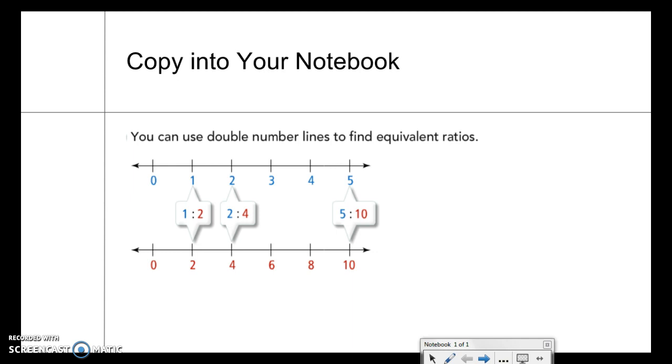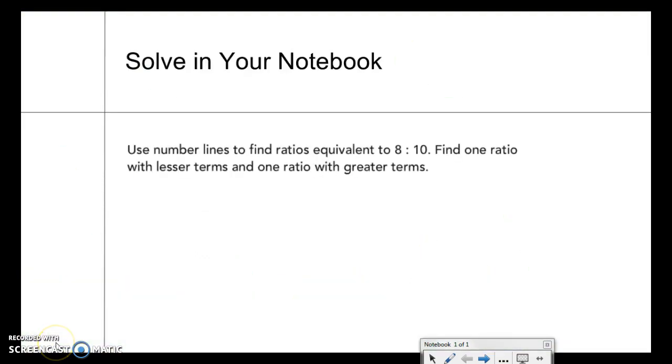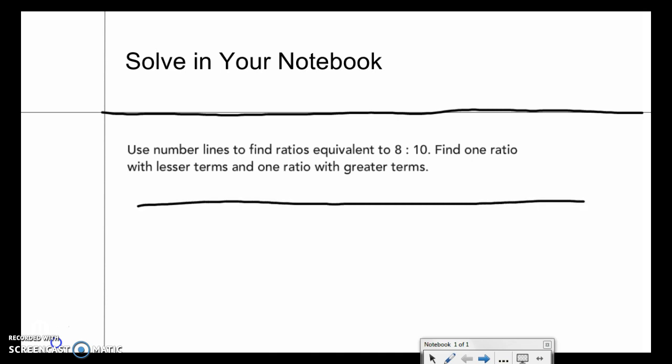Copy down what you see here, and then push play when you're ready. Okay, so from where you just finished taking your notes, I want you to draw a line to separate this next part. Copy down the question. Use number lines to find the ratio equivalent to 8 to 10. So you're going to need to draw two number lines. We'll make them positive number lines just to make it a little bit easier. So put your 0 at the end and do positive numbers.